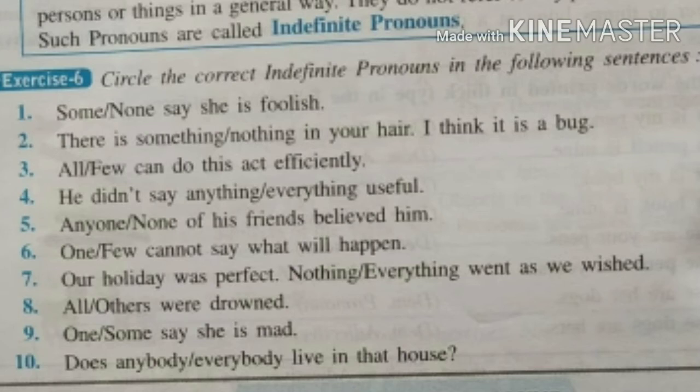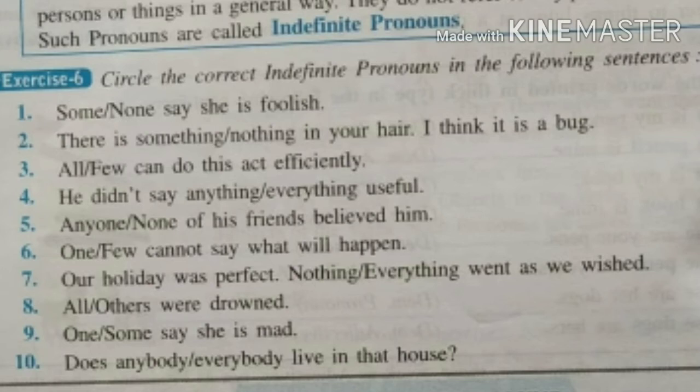Exercise 6. We need to circle the correct indefinite pronoun in the following sentences. The choices are given and we need to circle any one. The first one, some or none say she is foolish. Second one, there is something or nothing in your head. I think it is a bug. Third one, all or few can do this act efficiently.